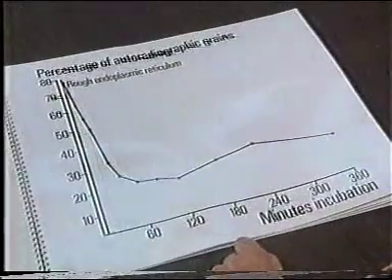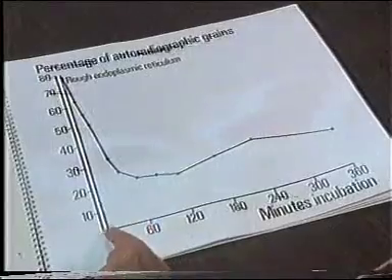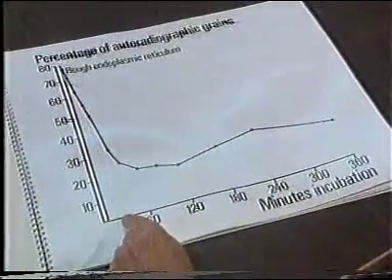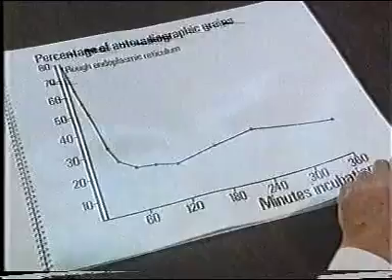To quantitate the results, we count the grains over each compartment as a function of time from the end of the pulse during the chase. At the end of the pulse, the majority of the grains, as indicated on this graph, are on the rough endoplasmic reticulum, but they move very fast out of this compartment.